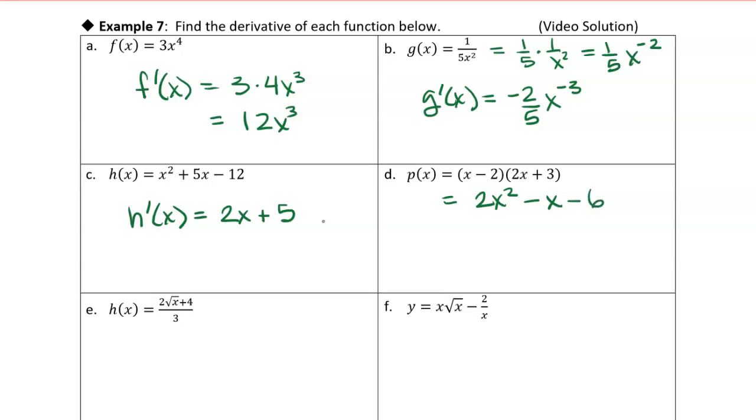So if you just FOIL that out, now you've got the sum or difference of power functions, or you have a linear constant function, right? So now we can just take the derivative of each term.